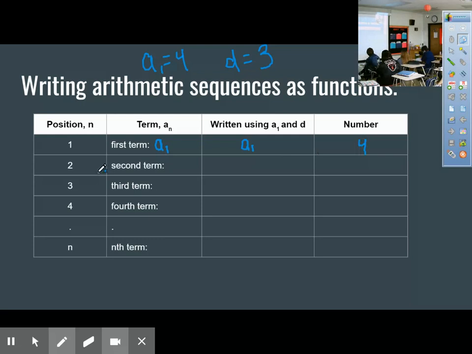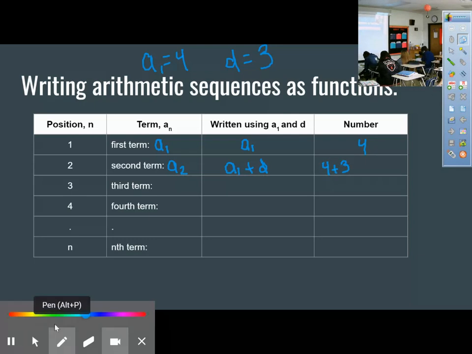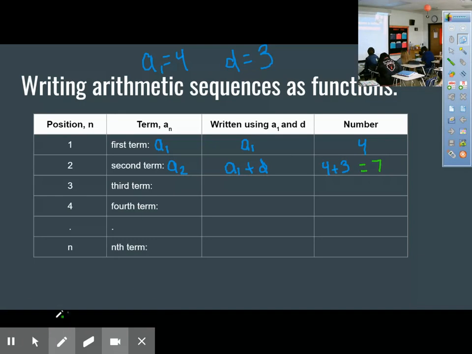Okay. For your second term, for the second position, that would be A with a subscript of 2. That means second term. And how you get your second term is you take the first term, A subscript 1, and you add the common difference to it. So for instance here, if I was given that my sequence started at 4 and the common difference was 3, to find the next number, I would do 4 plus 3, which is 7. So my next number would be 7.